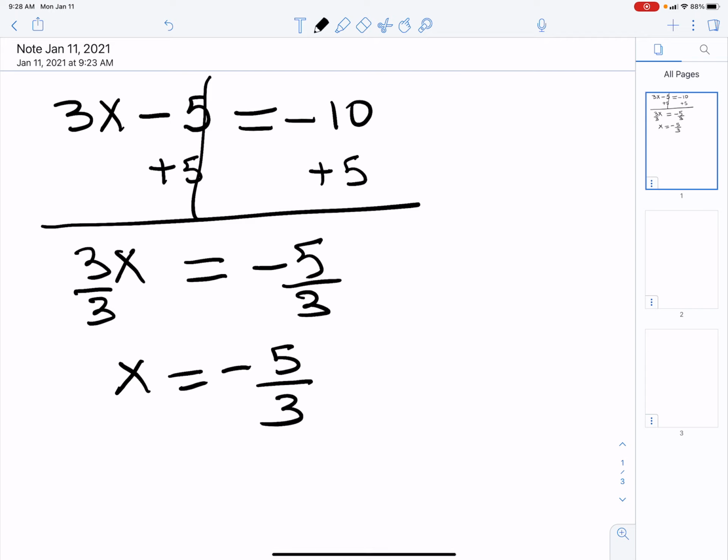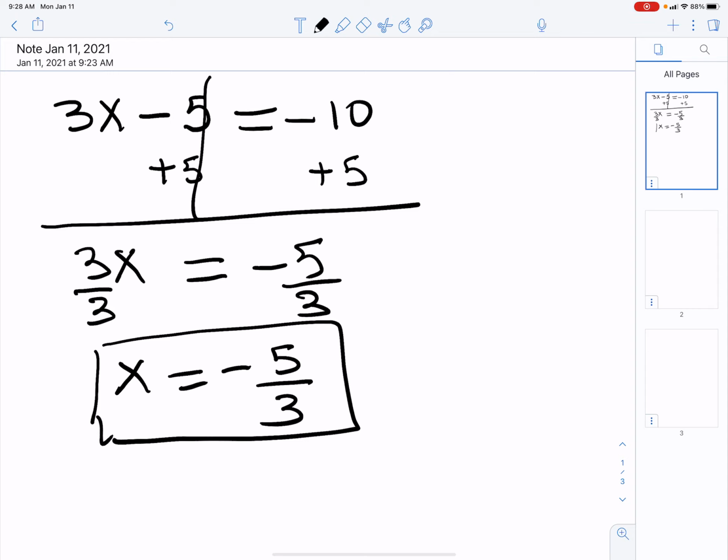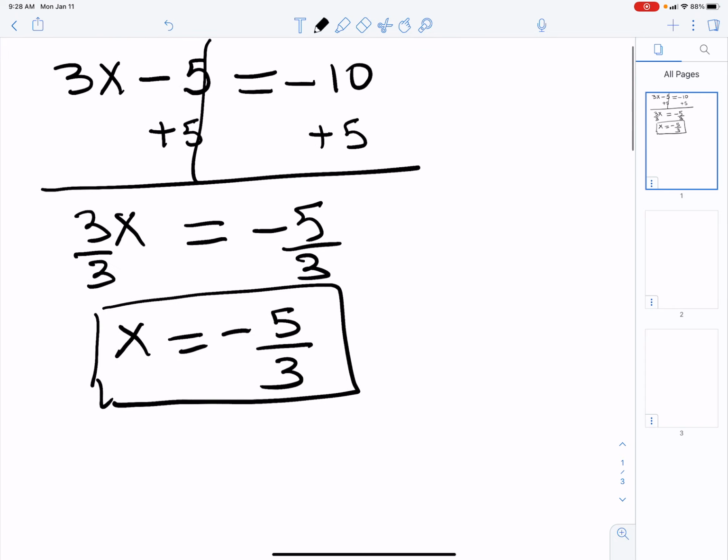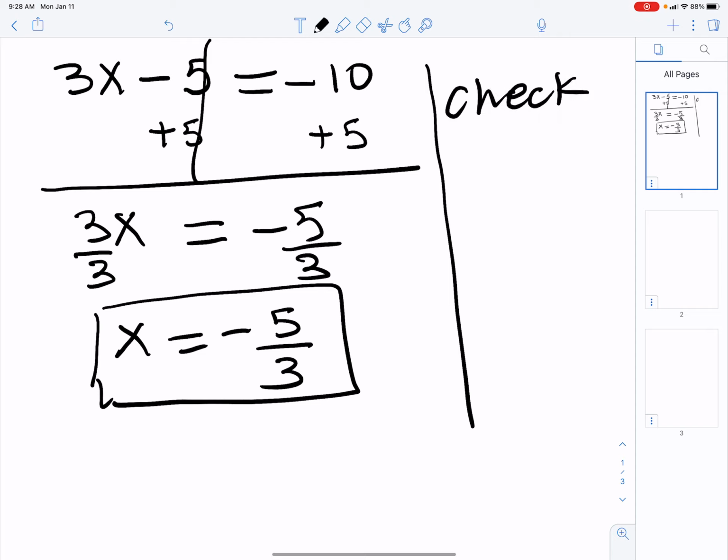So the solution of my equation is negative 5 over 3, which means if I replace x by negative 5 over 3 in my equation, I will get a true statement. So let's check. I want to check if x equals negative 5 over 3. So replace x by negative 5 over 3 in my equation.